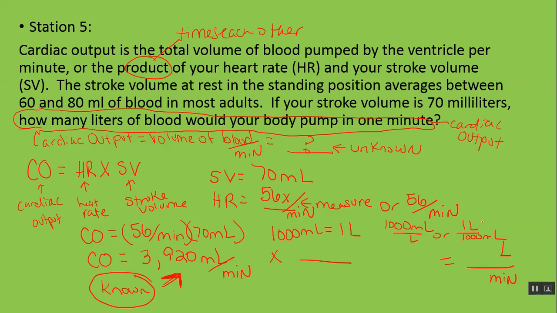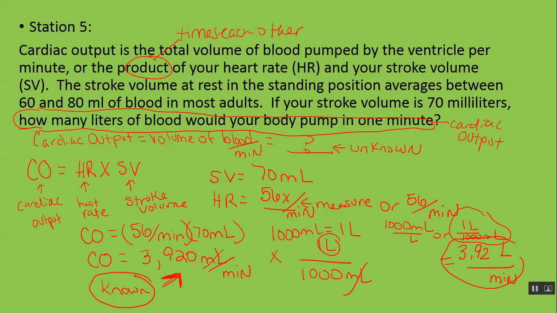Which conversion do I want? Well, I want to get rid of milliliters, so 1 liter over 1,000 milliliters, and liters is left over, so 3,920 divided by 1,000, and I end up with 3.92 liters. Now, based on sig figs, really, I probably should have rounded, but I'm just going to go ahead and leave it at that, y'all, for the sake of what I started with.